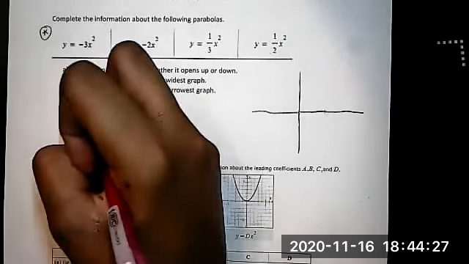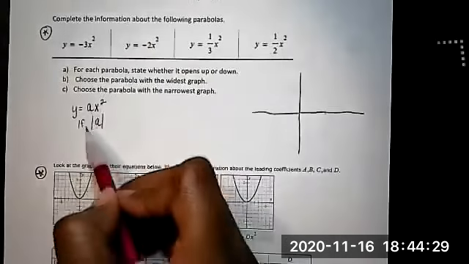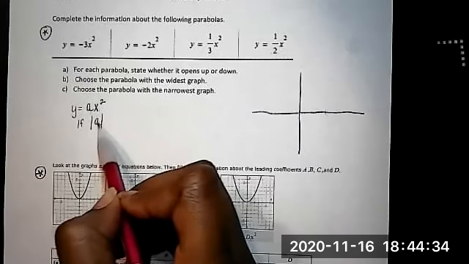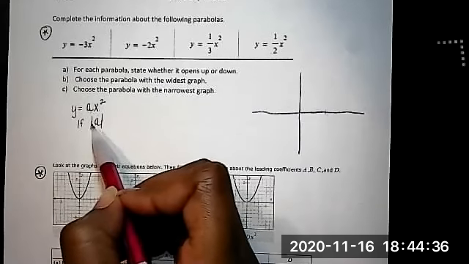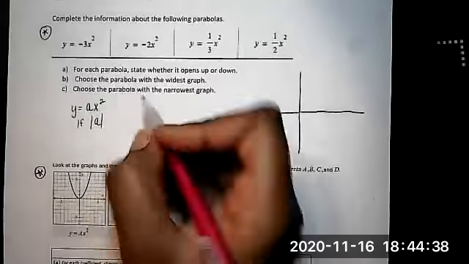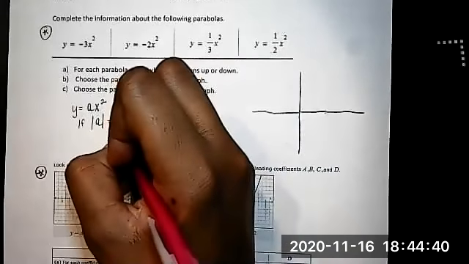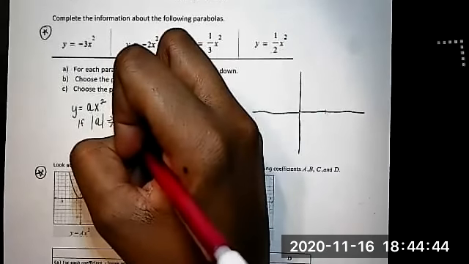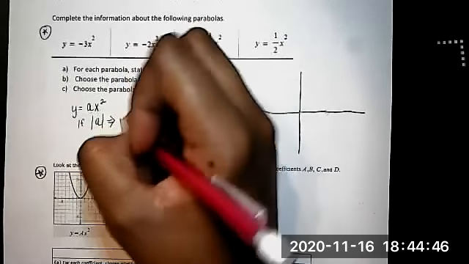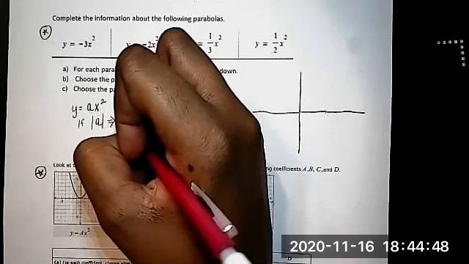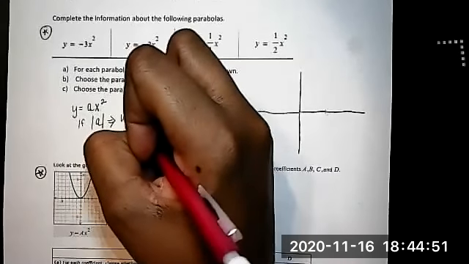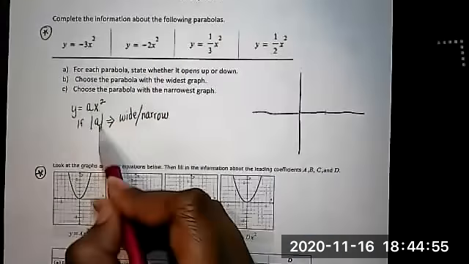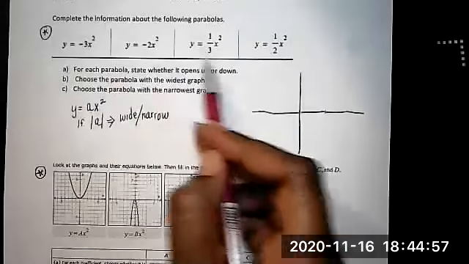Now, what's important to note is the absolute value of a. We don't care whether a is positive or negative when we're looking for narrower or wider. The absolute value of a is how you find if something is wide or narrow. You take the absolute value of these numbers.